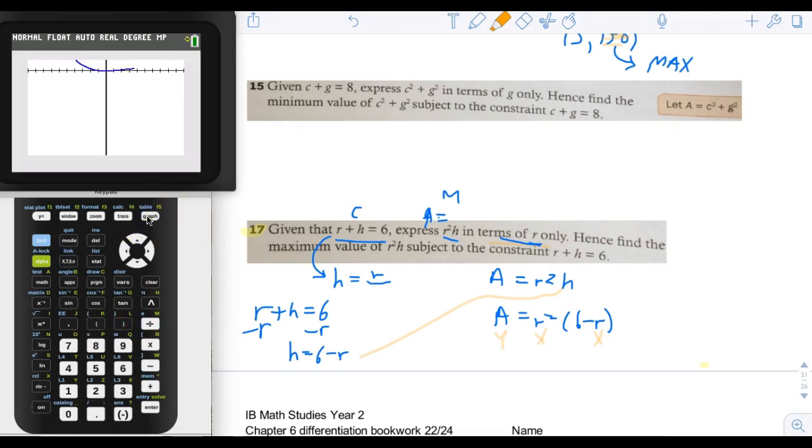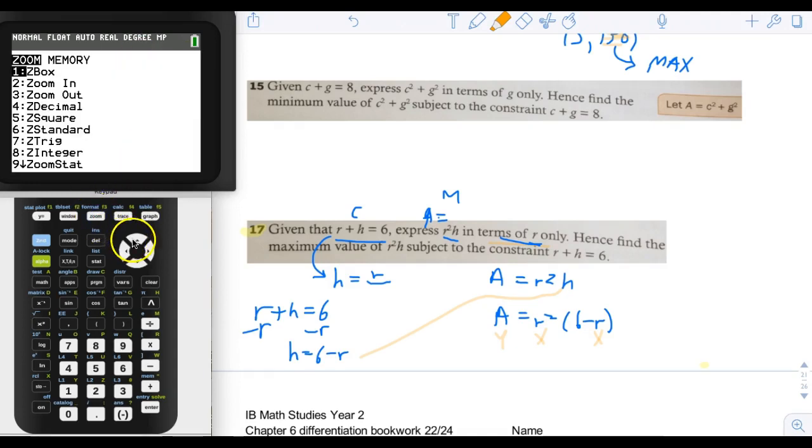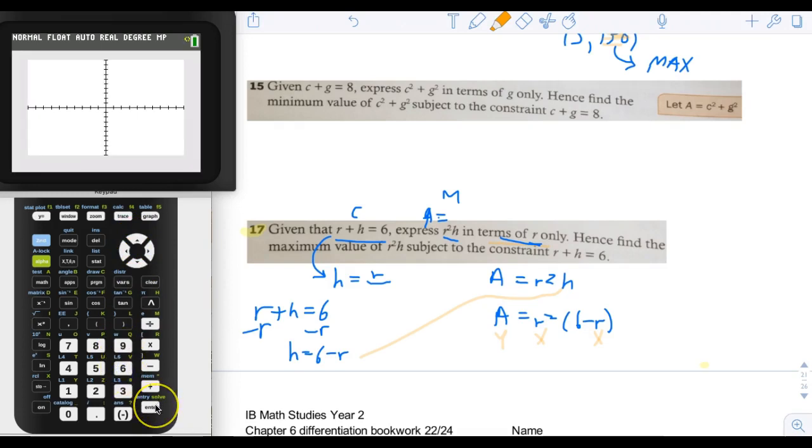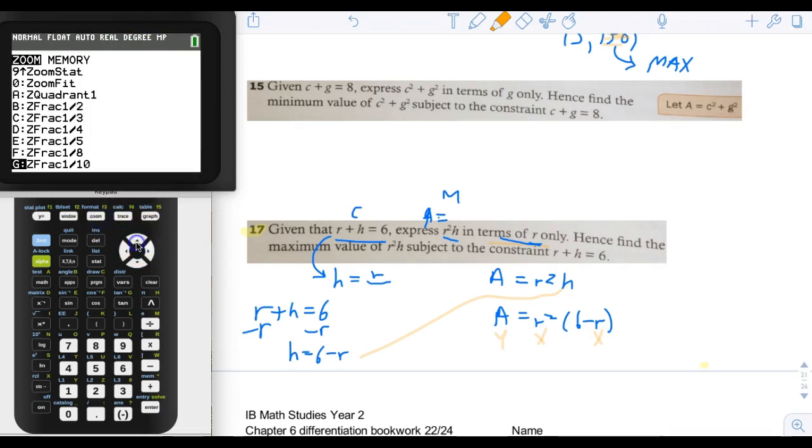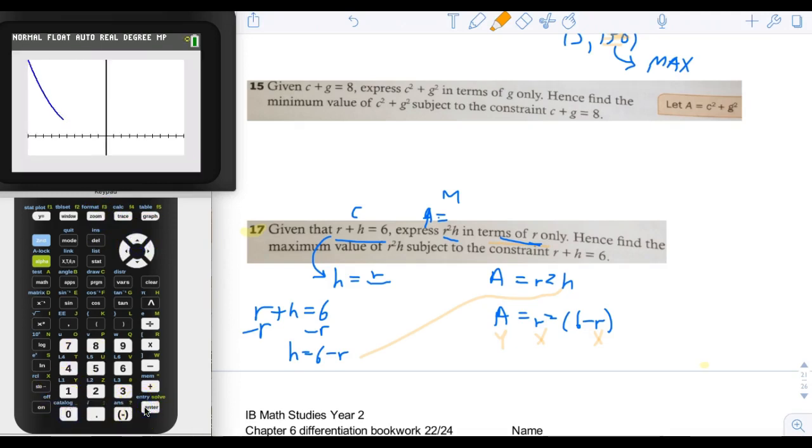We might need to redo the, okay. Let's go to Zoom Standard first. That should always be our first step. Some of these problems with optimization have really weird scales. Let's see if this one works with kind of the standard scale. Kind of. The only problem is I don't see the top of this, okay? So if I want to see the top of this, then I could do a zoom fit. Okay.